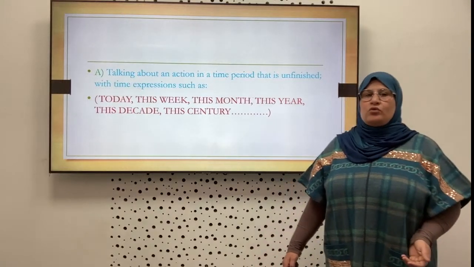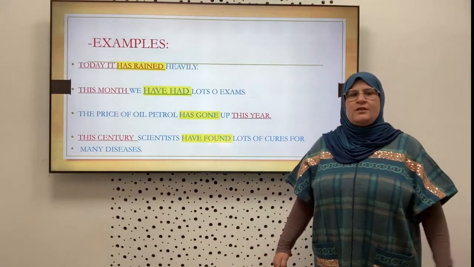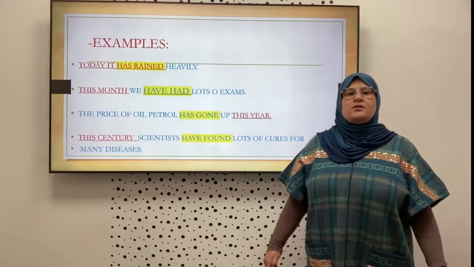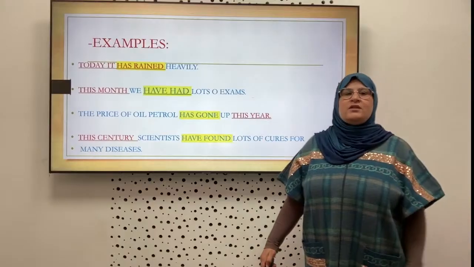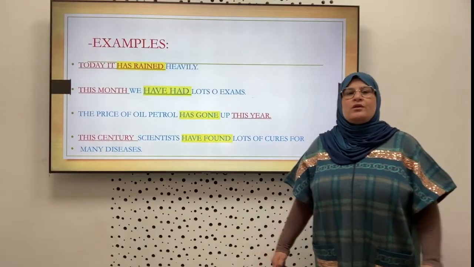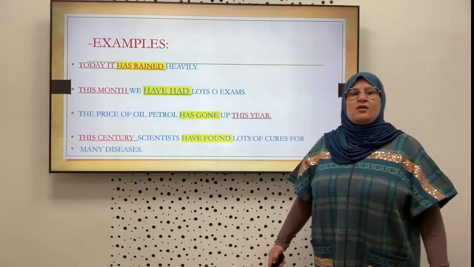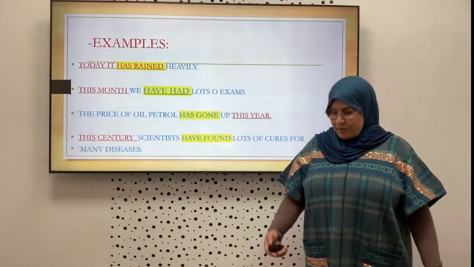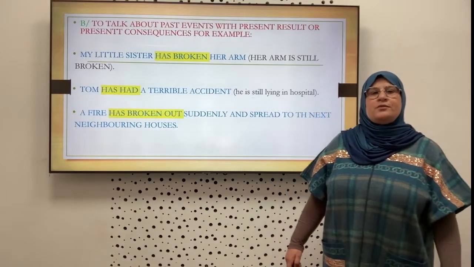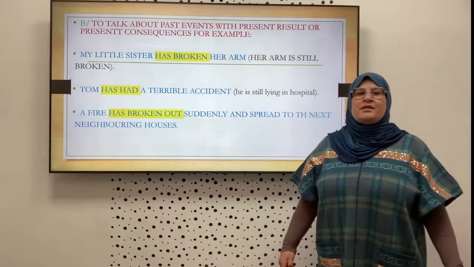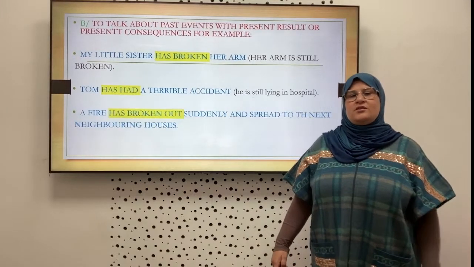As you can see, we are talking about periods of time that are not finished yet. Examples: today it has rained heavily, and this month we have had lots of exams. The price of oil and petrol has gone up this year, and this century scientists have found a lot of cures for many diseases. Okay, another use of the present perfect simple is when we talk about past events with the present results or present consequences.